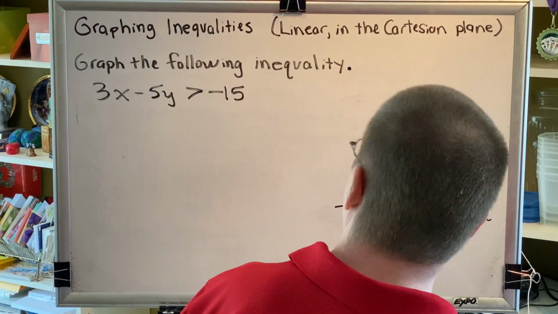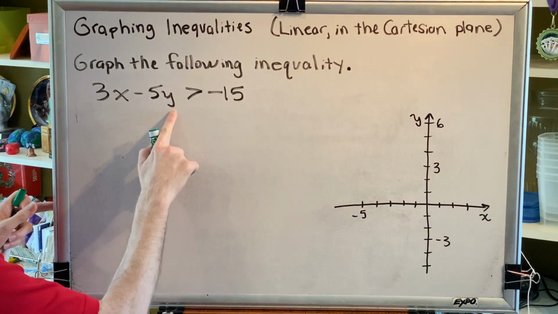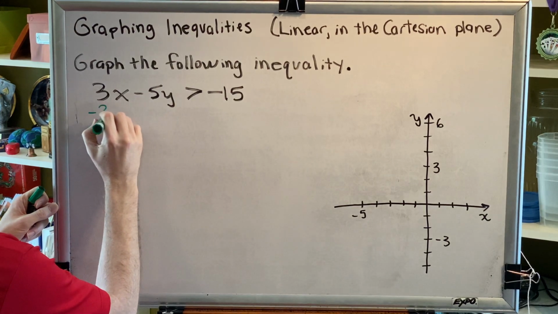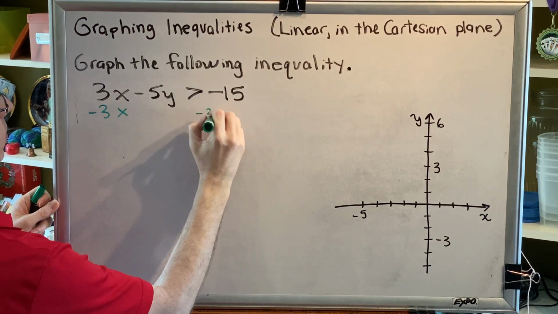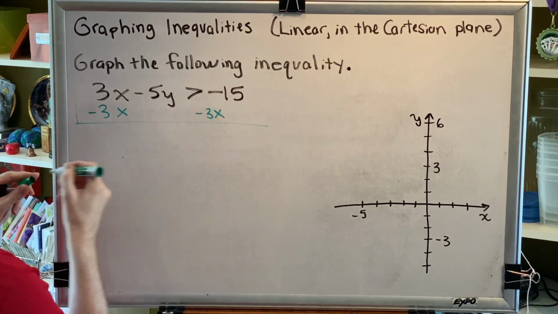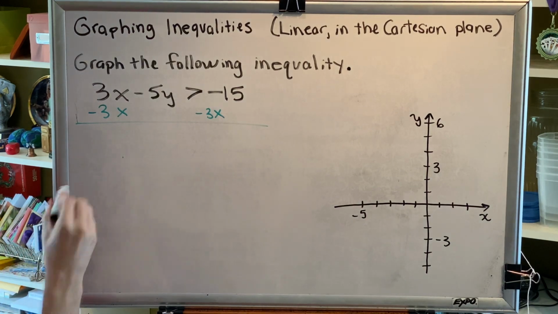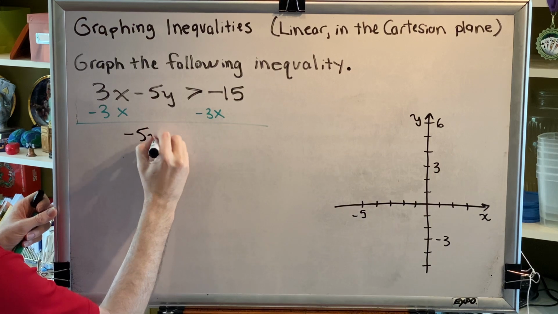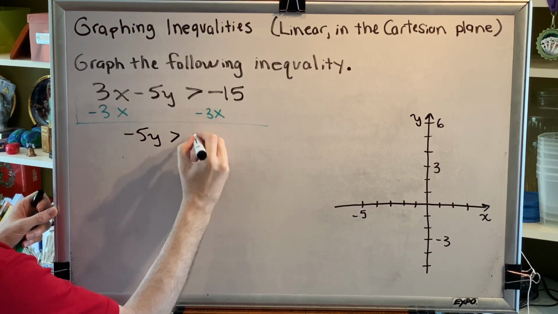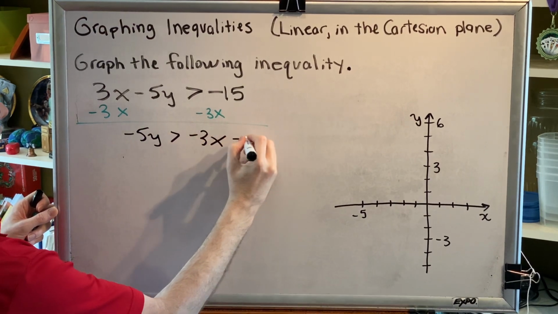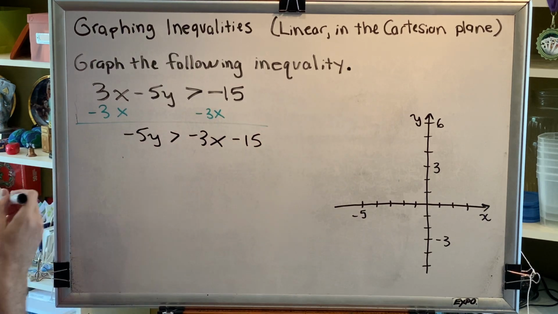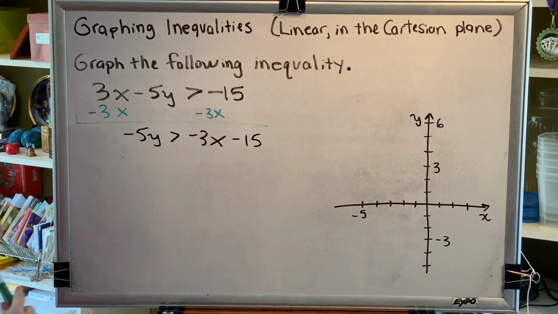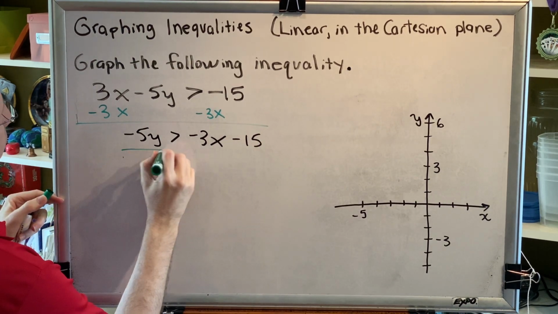So the first thing we're going to do here is attempt to solve this for y, and I'm going to subtract 3x on both sides of my inequality. So on the left, the 3x and the minus 3x cancel, leaving me just with negative 5y is greater than, and then I have negative 3x subtract 15. All right, the next thing I'm going to do is divide both sides by negative 5.